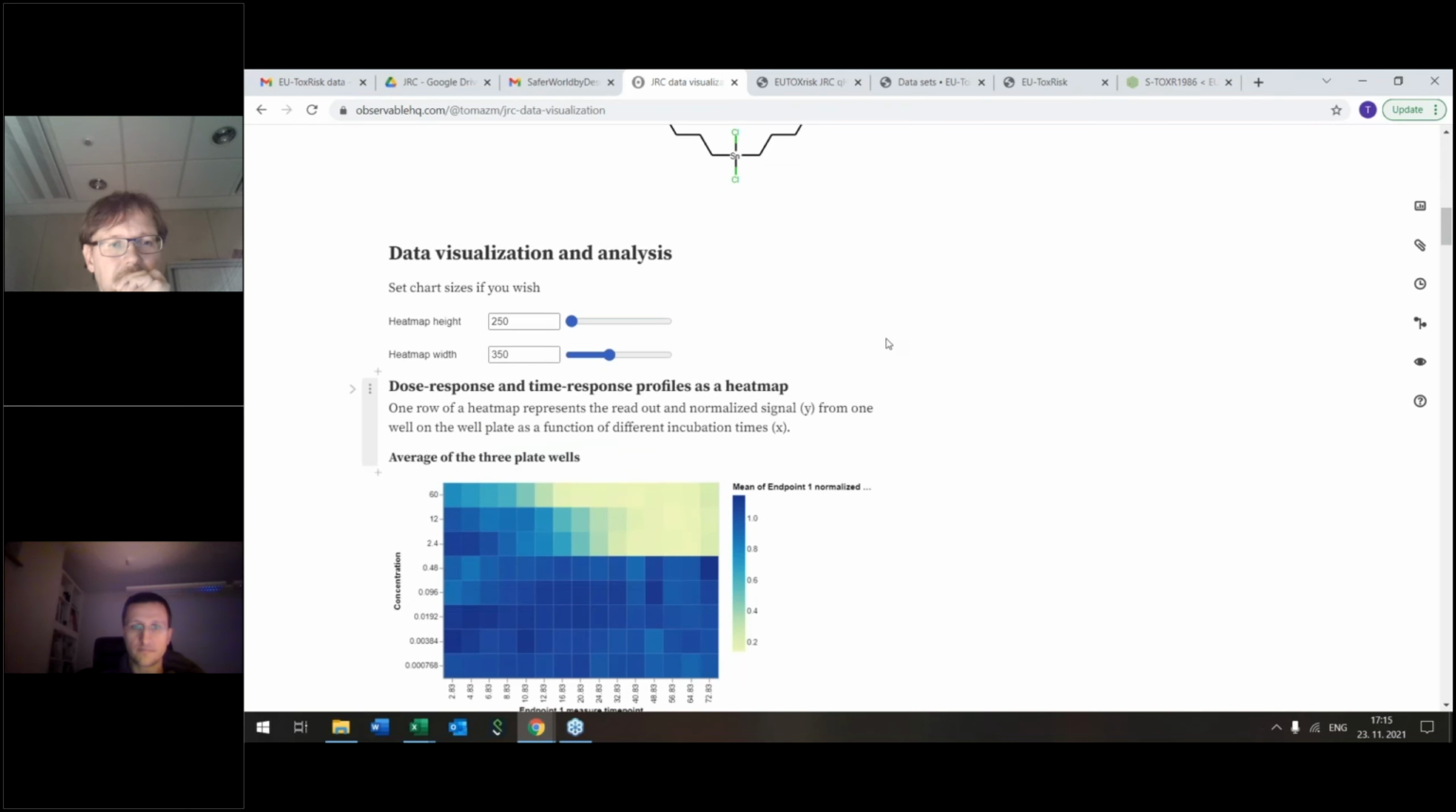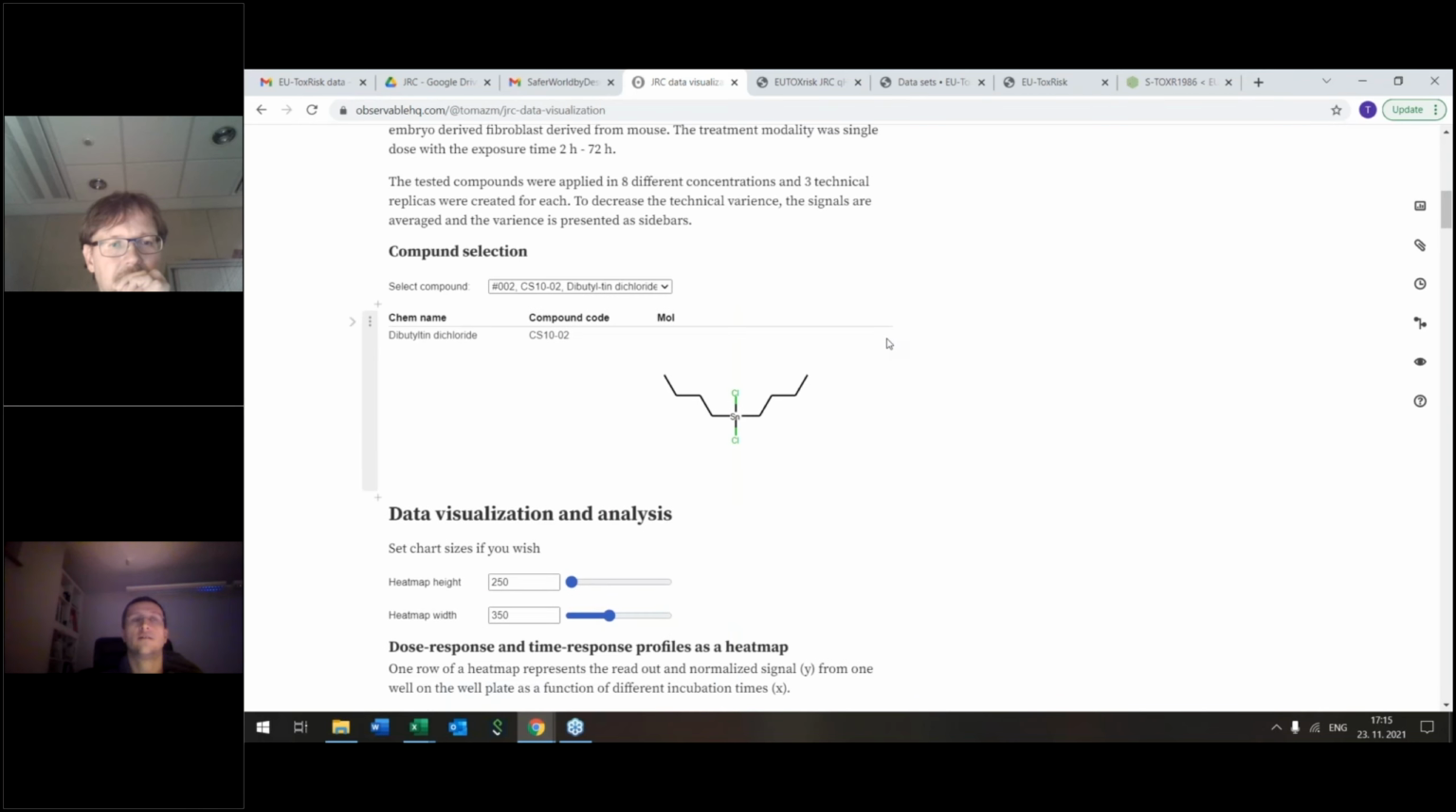Now, as I mentioned, in EU-ToxRisk there were very many laboratories, and each has different assays. And now the challenge was how to organize all the data sets so that they are all available as a web service, so that you can access them from different tools. This is just one example, an Observable notebook. You can also access data from Python, R scripts, from Excel.